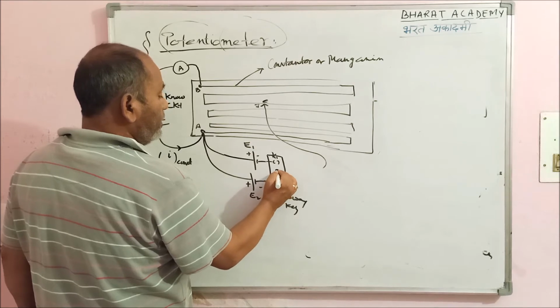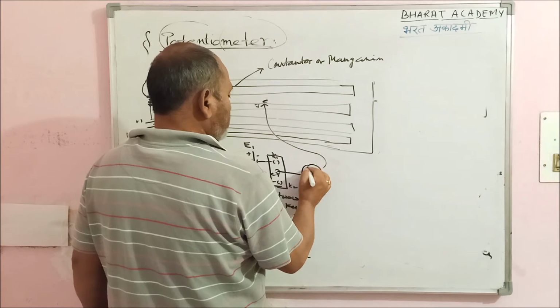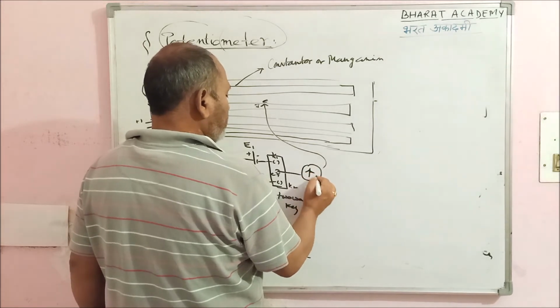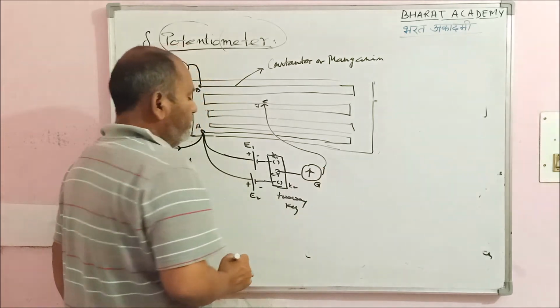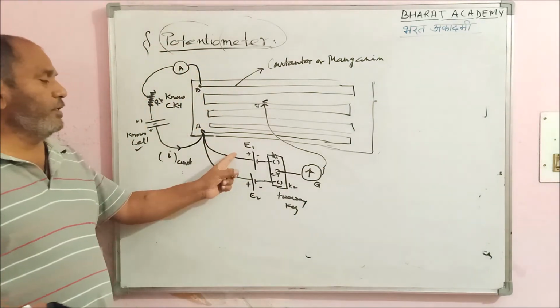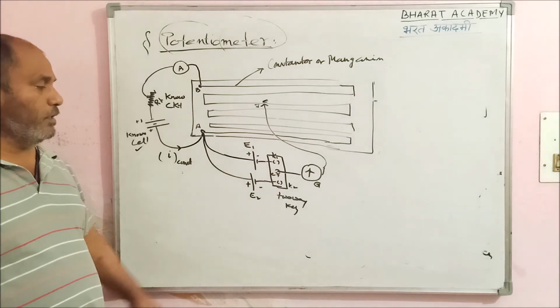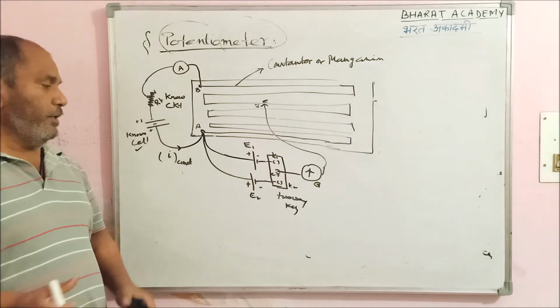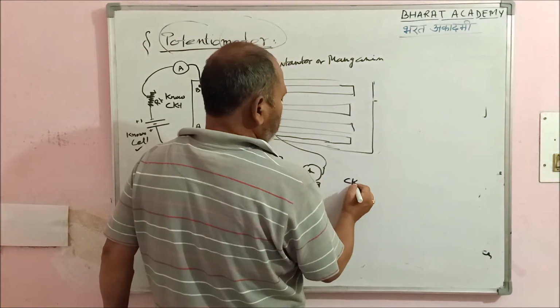CT, common terminal. This common terminal is connected to what? Galvano. And galvano to jockey. Very easy. E1 is connected to K1, E2 is connected to K2, and the middle one is the common terminal. The common terminal is connected to galvano. This is the circuit. Remember, the circuit diagram is a must.